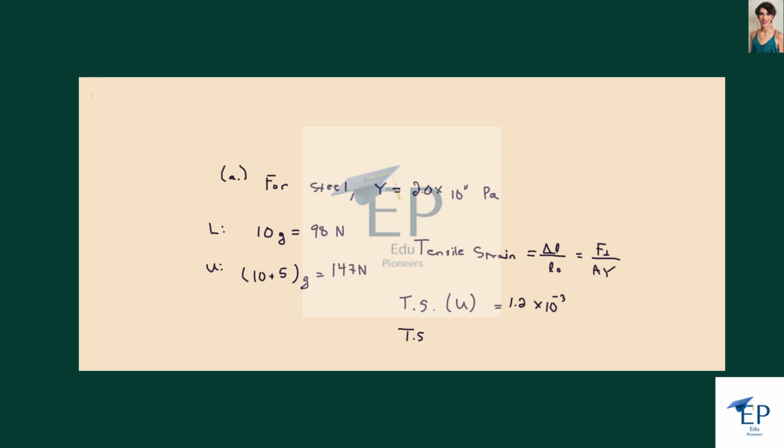The tensile strain for the lower wire is equal to 8.2 times 10 to the negative 4. So it makes sense that for the lower wire, the tensile strain is less, since it is carrying less of a load. It's only carrying a 10 kilogram mass. But the upper wire carries both, so we expect a higher tensile strain.